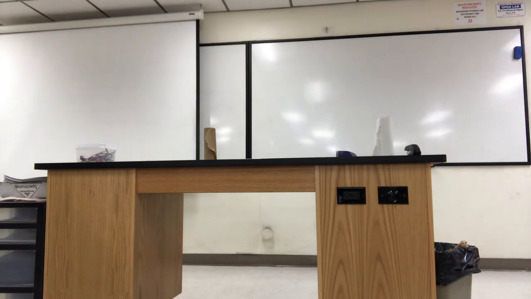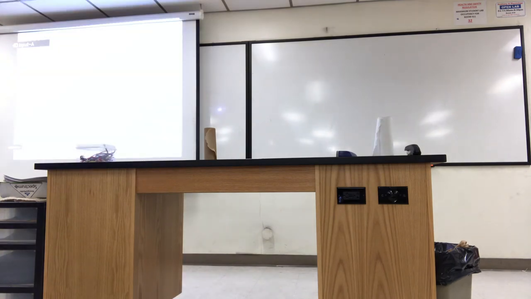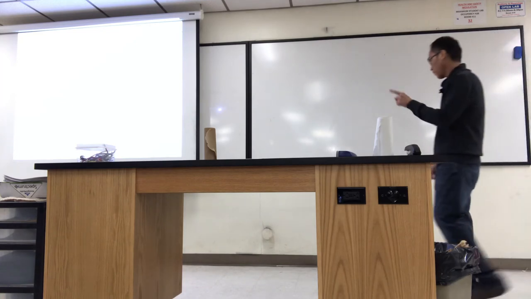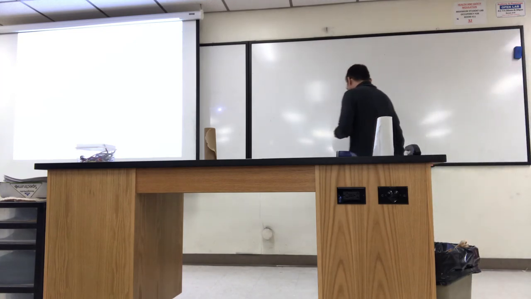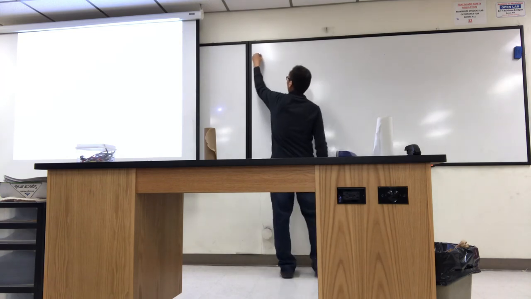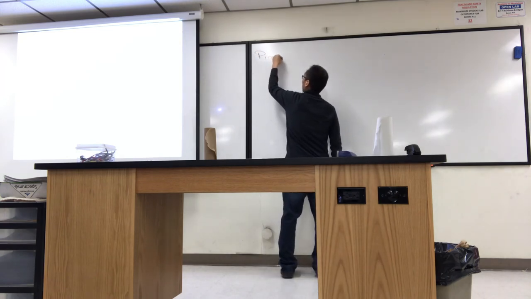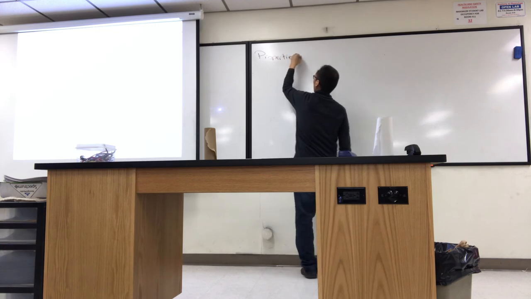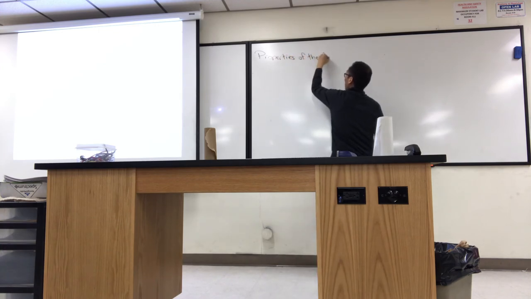Okay, so let's get back to where we were. Let's review some of the concepts. I want to make sure all the bases are covered, all the properties of the action potential that we talked about earlier. Properties of the AP. First one, threshold must be reached.